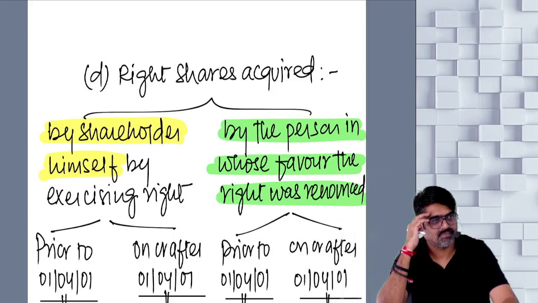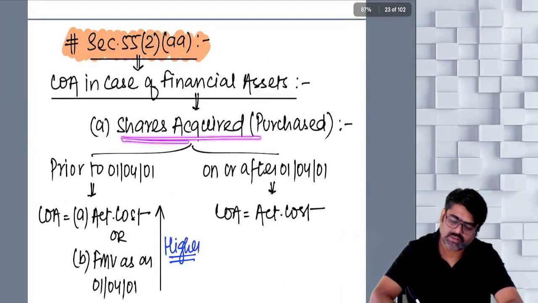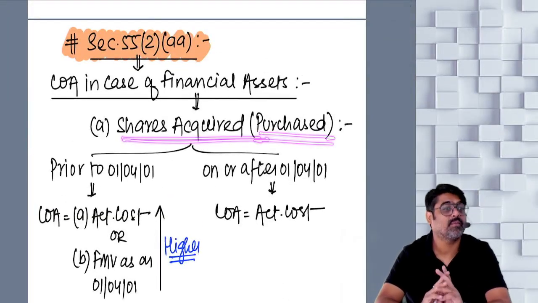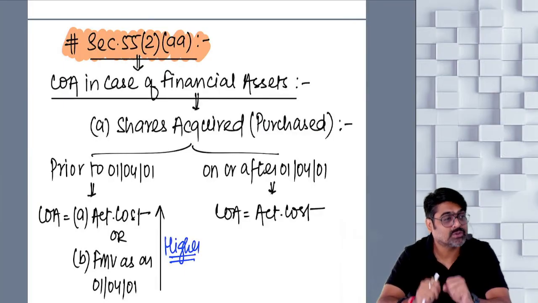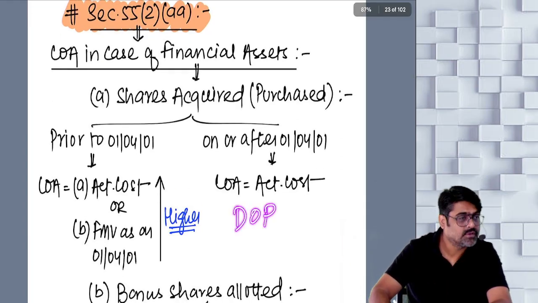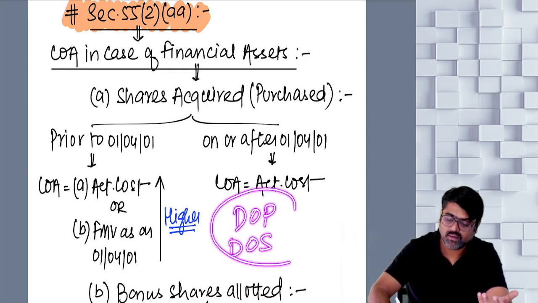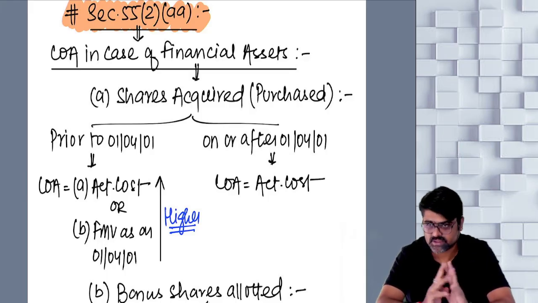Apply some logic. First of all, let's talk about these shares, the shares which are purchased by you. Tell me, from which date do you start holding these shares? From the date of purchase till the date of sale. This is the period of holding, but only if these shares are listed. So if listed shares are there, you are going to take from date of purchase to date of sale.